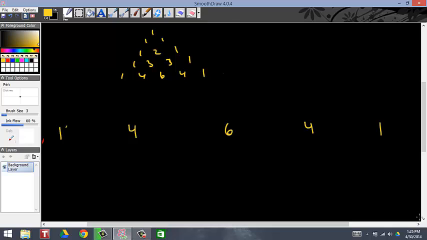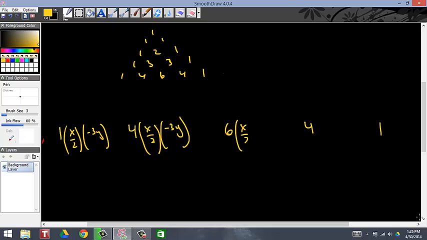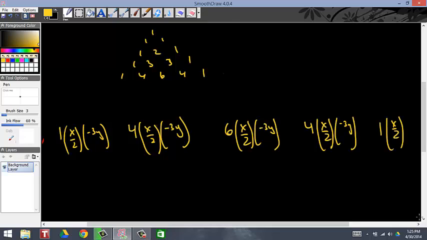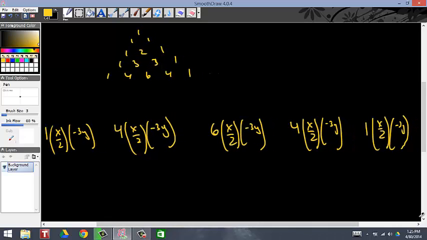So in this case, each thing gets a term, right? So this is going to be x over 2 and then negative 3y. Esther, so far so good? That's ugly. So far so good, Esther, even though the handwriting's kind of nasty?